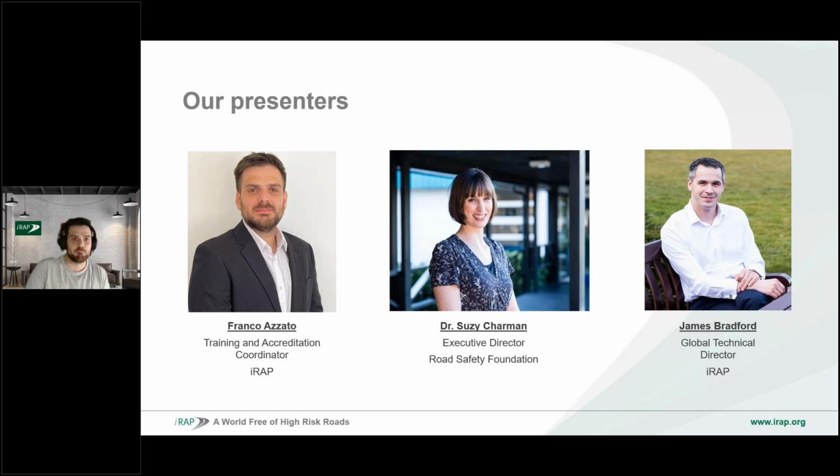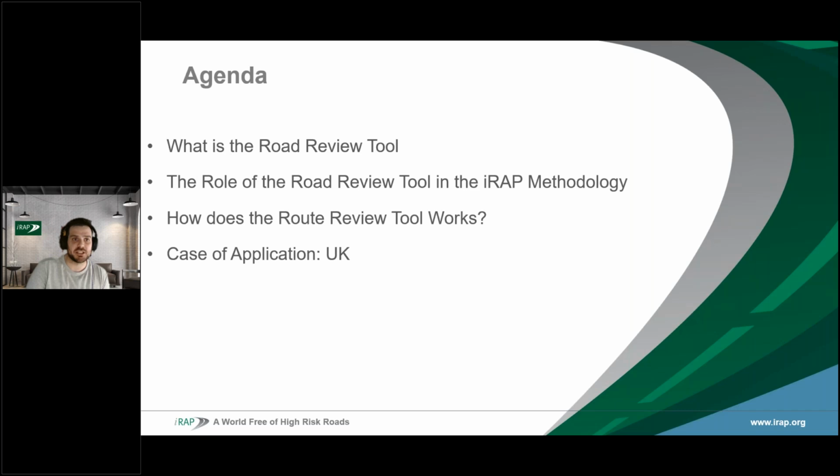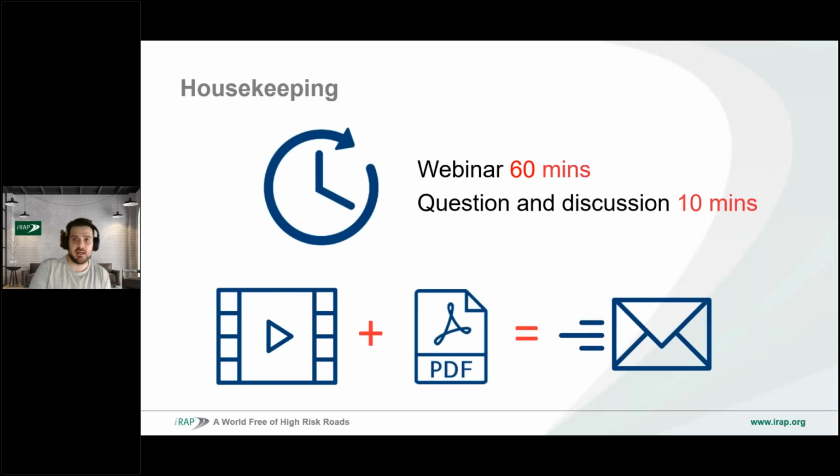Just a brief overview of the agenda. We will see what the road review tool is about, the role of this tool in the IRAP methodology. Susie is going to talk to us about that. Then James is going to explain how the road review tool works. And to close the meeting, Susie is going to talk about a case of application of this tool in the United Kingdom. For this, we will have a 60 minute session, including some time for Q&A, questions and answers, at the end of the presentation. And at the end of the meeting, you will receive a quick overview of the meeting itself and the video with the recording.